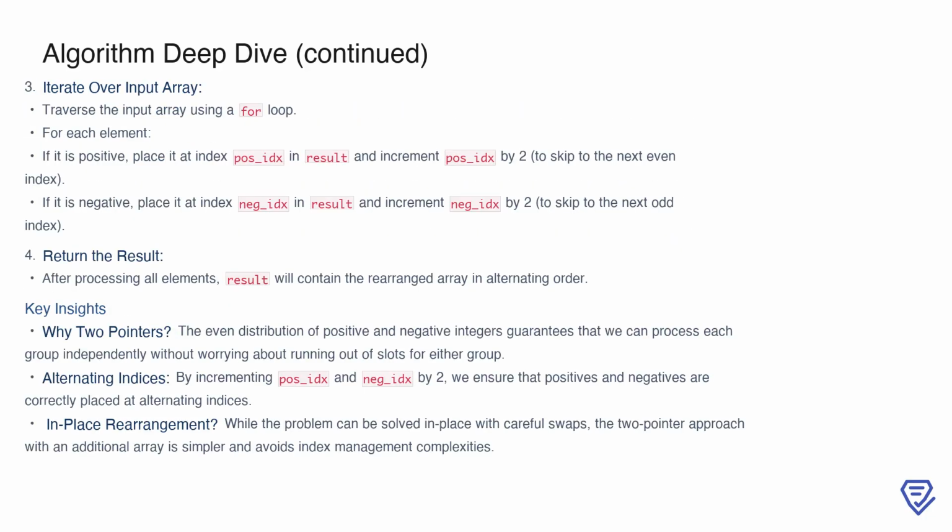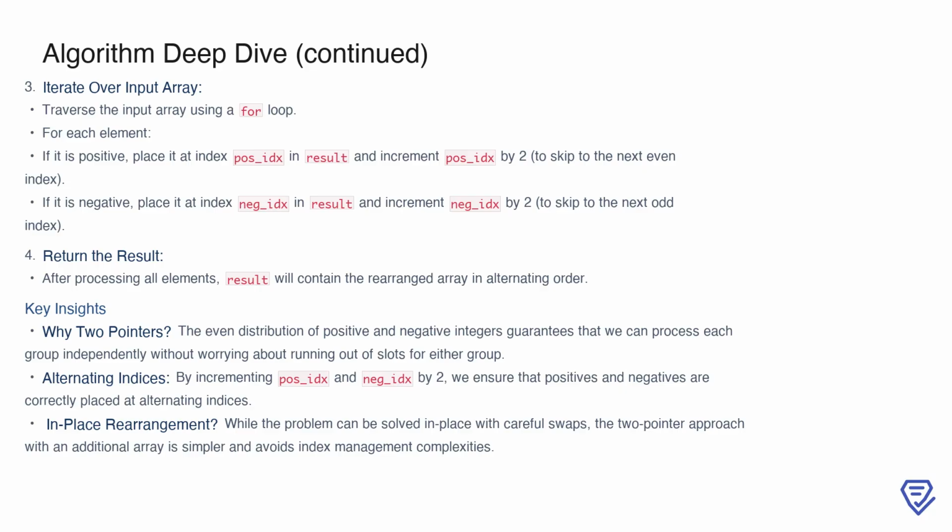The next step is to iterate through the input array using a for loop. For each element, we check whether it is positive or negative. If the element is positive, we place it at the current pos_idx in the result array and then increment pos_idx by 2 to move to the next even index. If the element is negative, we place it at the current neg_idx and increment neg_idx by 2 to move to the next odd index. This alternating placement ensures that the positives and negatives are distributed correctly.